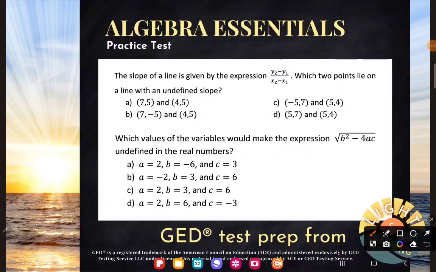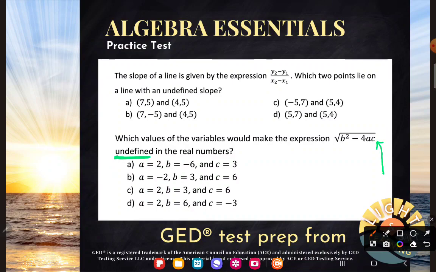All right, let's look at the next example. Which values of the variables this time would make the expression the square root of b squared minus 4ac undefined in the real numbers? There I go, mixing up evaluation with undefined expressions again. But take a look. Once again, I have this expression, and I'm asking which values of the variable would leave the expression undefined.